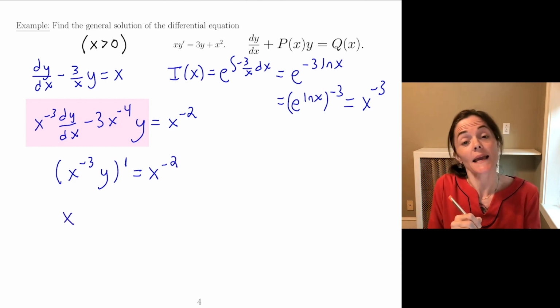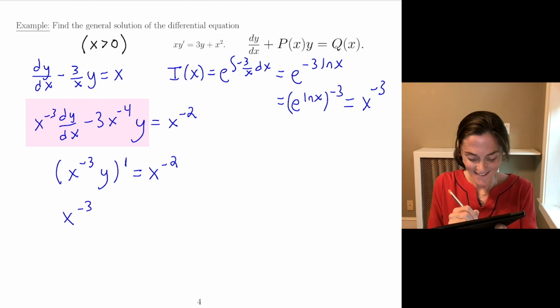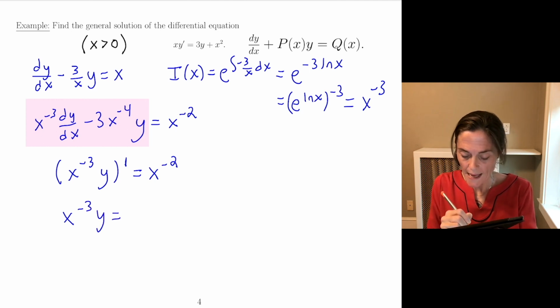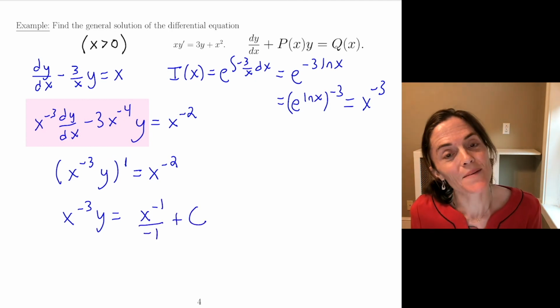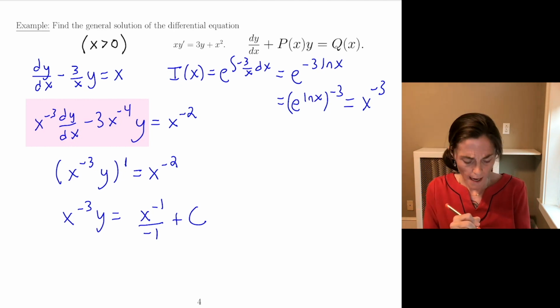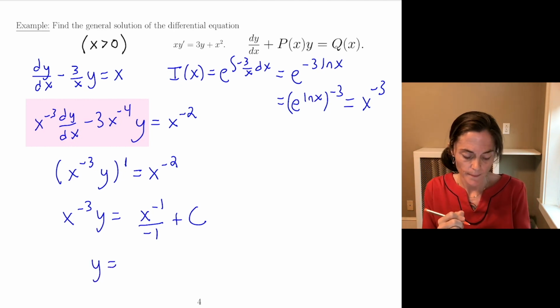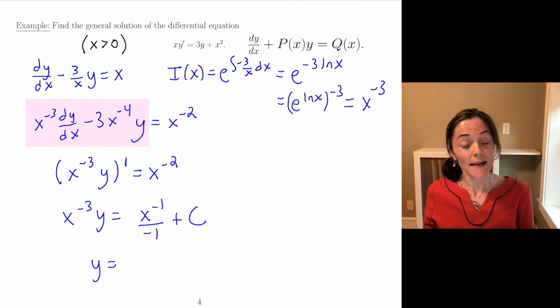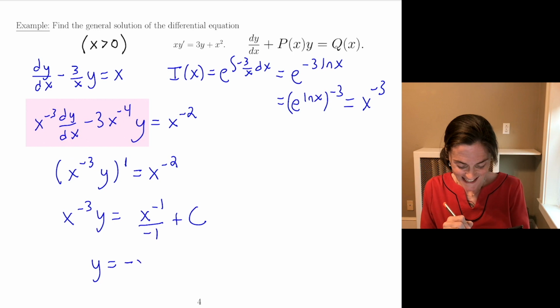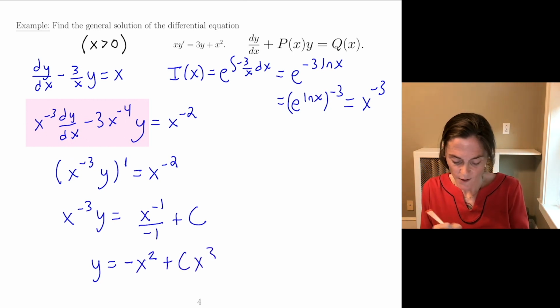So let's integrate. We have x to the minus 3 y equals, we add a power and divide by the higher power, plus c. Now my final step, we solve for y. So we get y equals, multiply through by x cubed. I'm going to have minus x squared plus c x cubed.